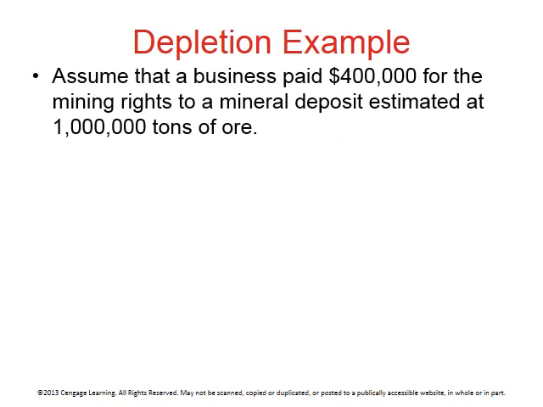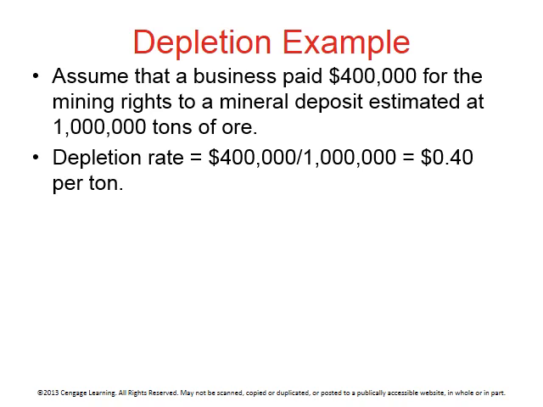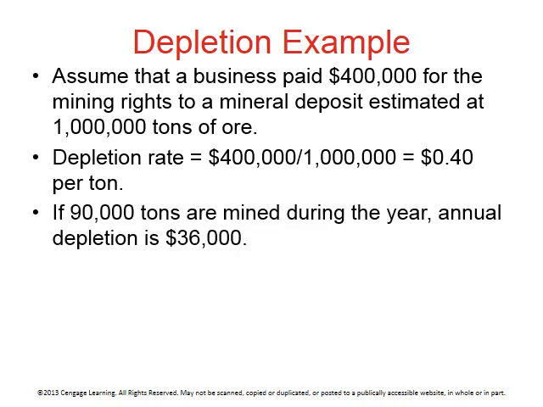So let's look at an example. So we paid $400,000 for the mining rights to a deposit, and we think we're going to get 1 million tons of ore from it. So our depletion rate comes out to 40 cents a ton. We take the $400,000 cost divided by the million tons we think we're going to get from it, and we get 40 cents a ton. So let's just say we mined 90,000 tons from this deposit. Our depletion expense comes out to $36,000. 40 cents a ton times 90,000 tons gets us to $36,000.